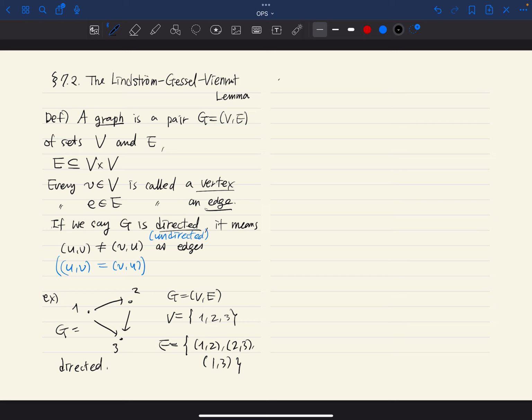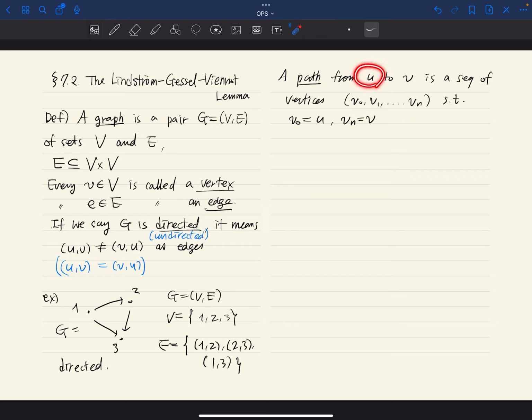Okay, and a path, say from U to V, is just a sequence of vertices, say V0, V1, dot dot dot, Vn, such that the first vertex must be U, the last vertex must be V, and each pair of adjacent vertices in the path must be an edge, for all i from 0 to n-1.